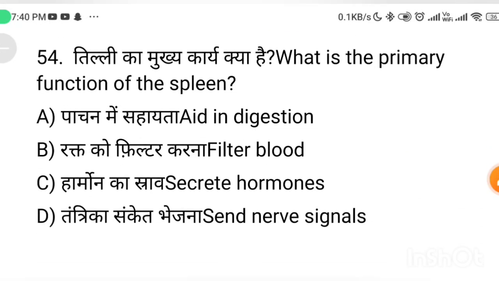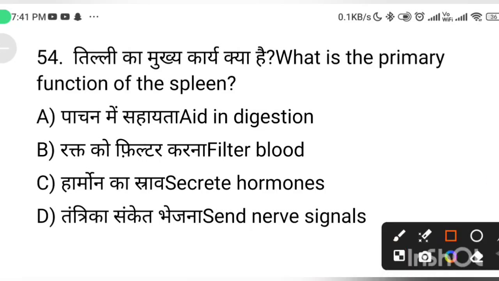What is the primary function of spleen? Option A, aid in digestion. Option B, filter blood. Option C, secrete hormones. Option D, send nerve signal. Correct answer is option B, filter blood.